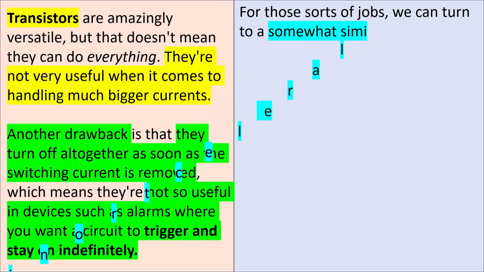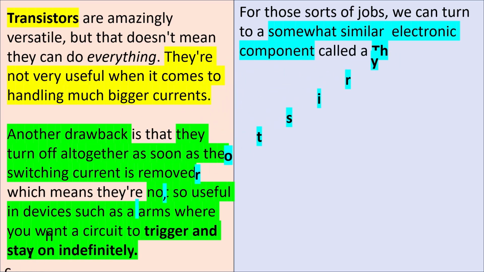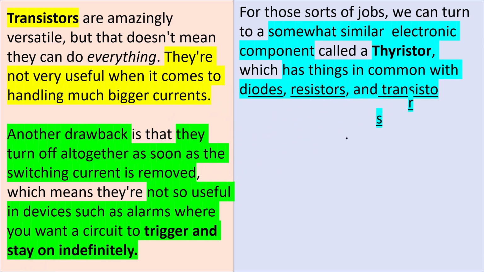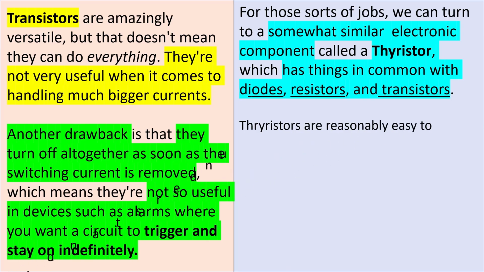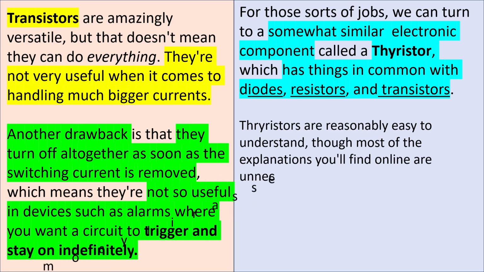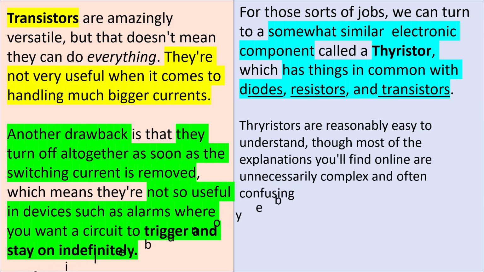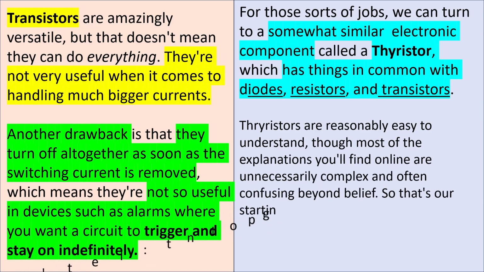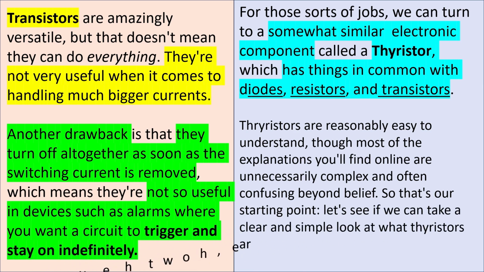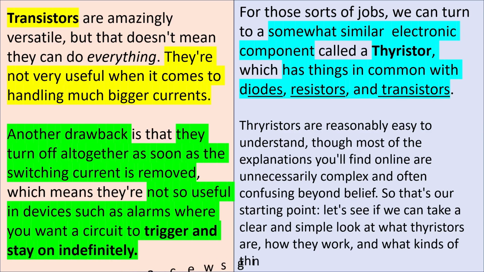For those sorts of jobs, we can turn to a somewhat similar electronic component called the thyristor, which has things in common with diodes, resistors, and transistors. Thyristors are reasonably easy to understand, though most of the explanations you'll find online are unnecessarily complex and often confusing beyond belief. So that's our starting point. Let's see if we can take a clear and simple look at what thyristors are, how they work, and what kinds of things we can use them for.